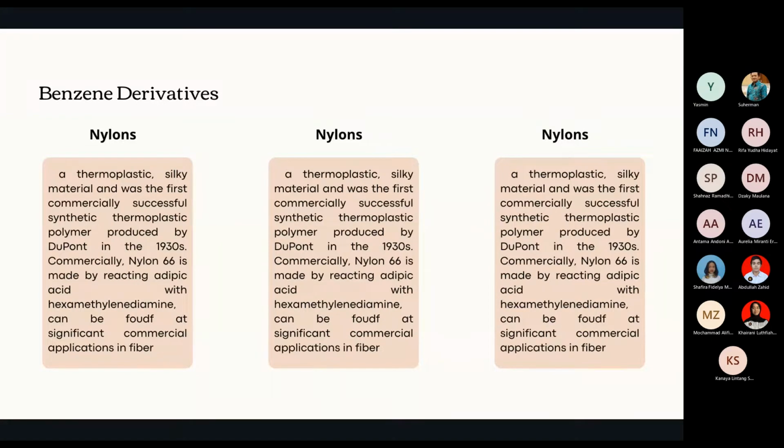For the first one, the benzene derivative, we have three types of materials. For the first one, we have nylons, which are thermoplastic, silky materials and were the first commercially successful synthetic thermoplastic polymer, produced by DuPont in the 1930s. Nylon 66 is made by reacting adipic acid with hexamethylenediamine, and it has significant commercial applications in fiber.